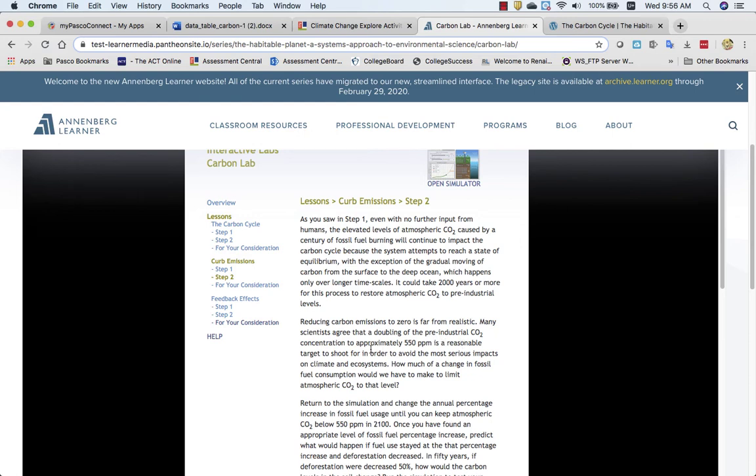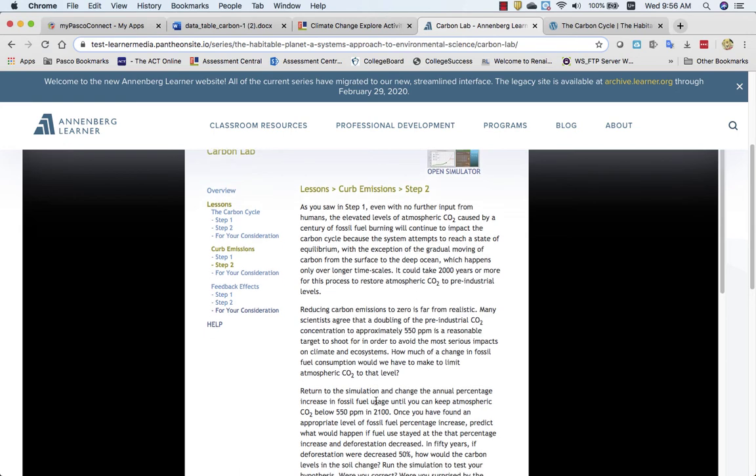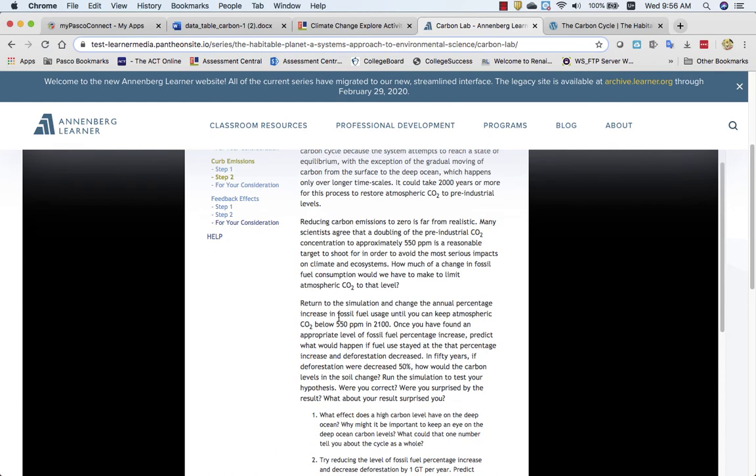Then, what's a more realistic value? Many scientists agree that doubling of the pre-industrial CO2 to approximately 550 is a reasonable target to shoot for in order to avoid the most serious impacts. So you're going to return to your simulation and change the annual percentage increase in fossil fuel usage until you can keep atmospheric carbon dioxide concentrations below 500 parts per million in 2100. Once you have found an appropriate level of fossil fuel percentage increase, predict what would happen if fuel use stayed at that percentage increase and deforestation decreased.